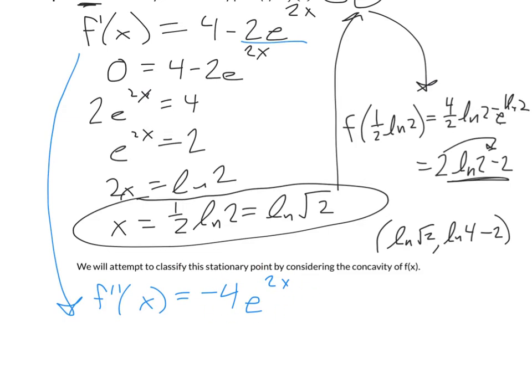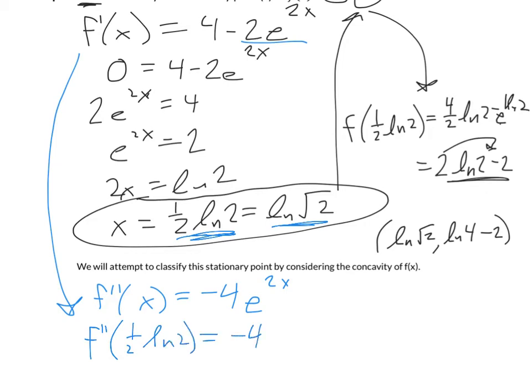Your other option is to look at this and, if you can say confidently that this function is always negative, you can say, hey, this function is always concave down, which means what do we know about this stationary point? Since the whole thing's concave down, this has to be a maximum. But I think a lot of you might be uncomfortable with that. So remember, all I need to do is test this at our value, at 1/2 natural log 2.